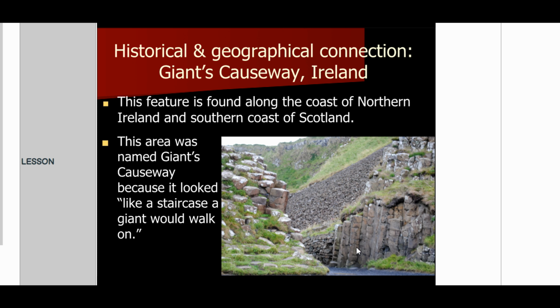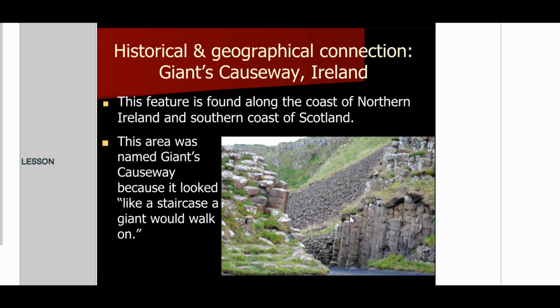So each one of these little layers is a layer of basalt that was thrust up into the ocean on the ocean floor, and then the cool temperatures of the water caused this basalt to solidify very, very quickly. And it solidifies in a hexagonal shape because it's so structured and orderly in its crystal structure. This area is called the Giant's Causeway because when it was first discovered, the people who found it thought it looked like a stairway for giants.